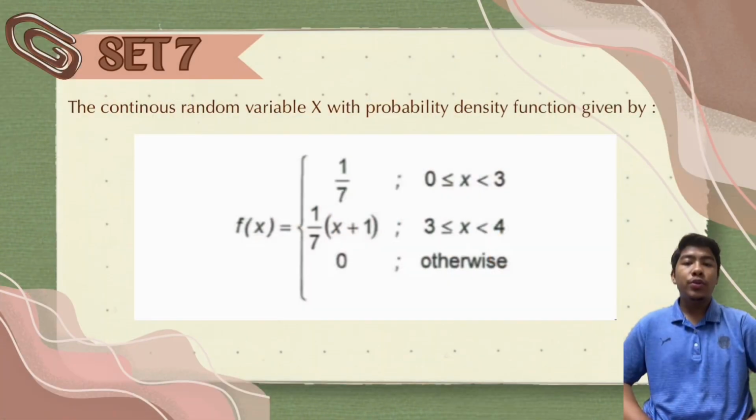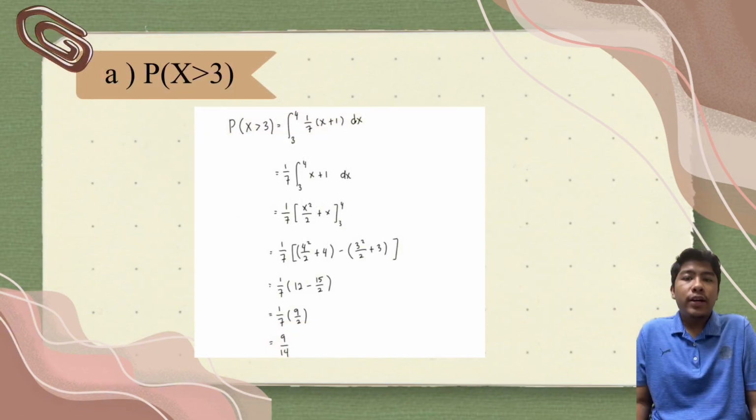Now, I will show you a calculation for set 7. We have f(x) equals 1 over 7 for 0 less than or equal to x less than 3, 1 over 7 times (x plus 1) for 3 less than or equal to x less than 4, and 0 otherwise. For question A, we have to find the probability of x greater than 3.